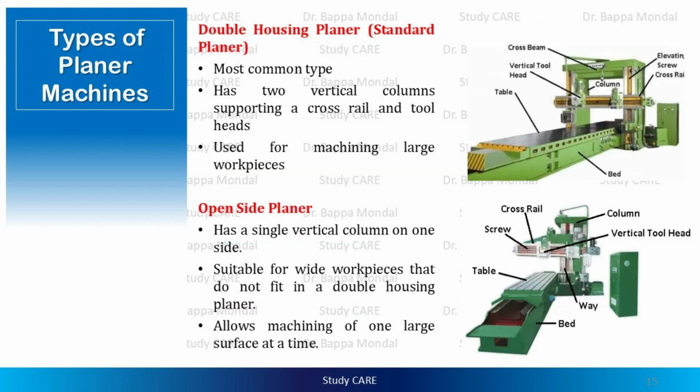Types of planer machines. Double housing planer, standard planer. Most common type. Has two vertical columns supporting a crossrail and tool heads. Used for machining large workpieces. Open side planer. Has a single vertical column on one side. Suitable for wide workpieces that do not fit in a double housing planer. Allows machining of one large surface at a time.